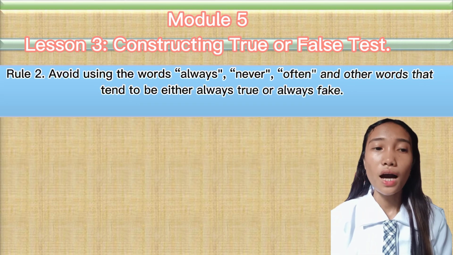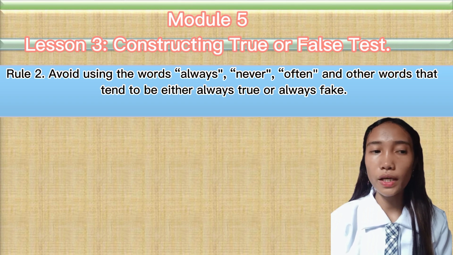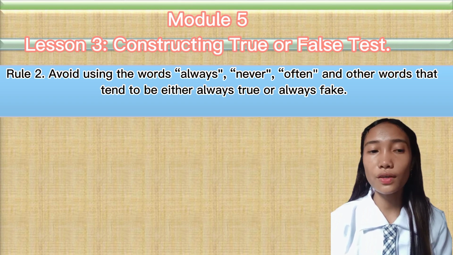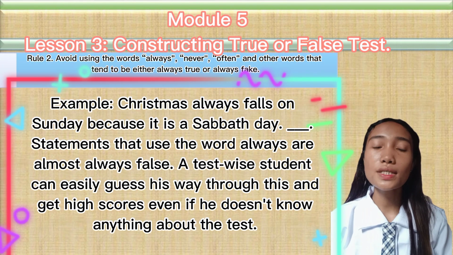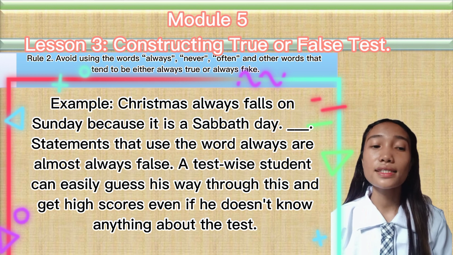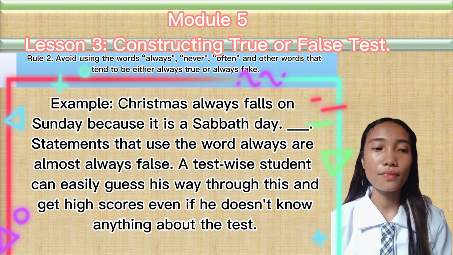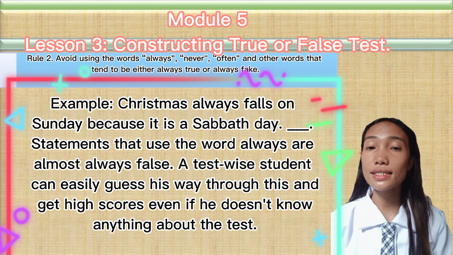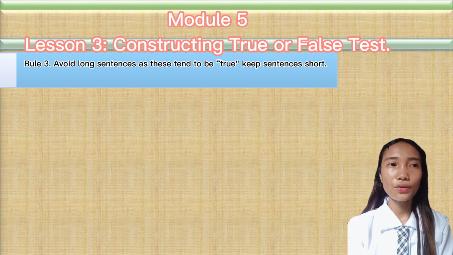Rule number 2. Avoid using the words always, never, often, and other words that tend to be either always true or always false. For example, Christmas always falls on Sunday because it is a Sabbath day. Statements that use the word always are almost always false. A test-wise student can easily guess his way through this and get high scores even if he doesn't know anything about the test.